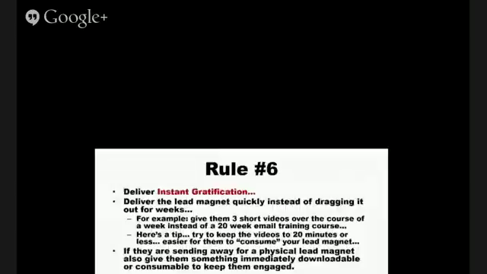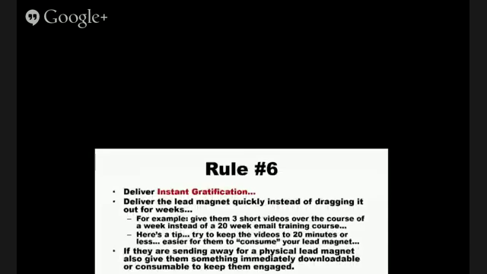If you're sending away a physical lead magnet, also give them something immediately downloadable or consumable to keep them engaged. So for example, if you're giving away a DVD or a free book that they have to send away for, it could take 3-4 weeks to deliver, especially if it's a new book. Well, that's 3 or 4 weeks that you can't really work on selling them something else. You haven't gained the trust yet because they haven't consumed your lead magnet, have they? They don't know how good you are because they haven't actually seen what you promised them already.